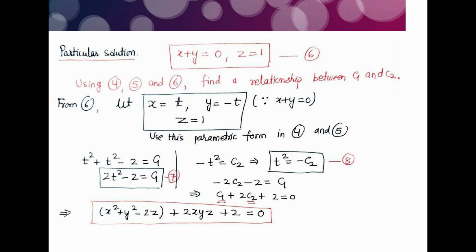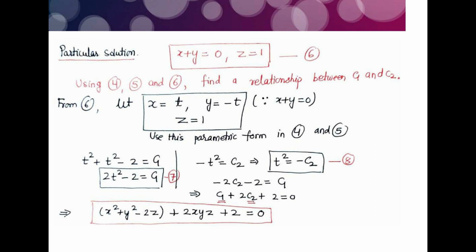Start with the given condition through which the surface is passing. For example, here we have equation number 6. Write down the parametric equation of this surface or the condition. Here z is always 1, and x plus y is 0. It means if x is t, then y will be minus t. So I am writing the condition given by 6 in terms of parametric equations: x equal to t, y equal to minus t, z equal to 1. See the box on the slide.